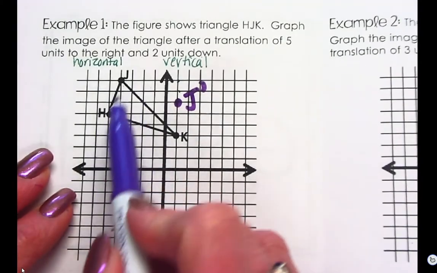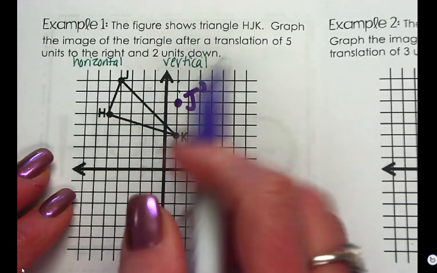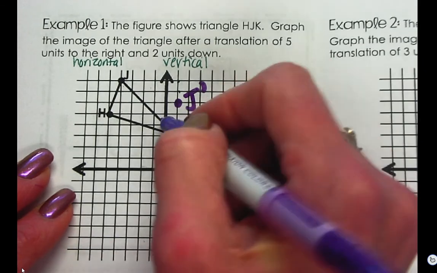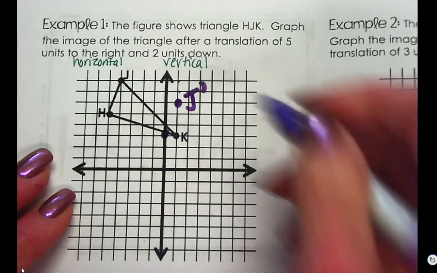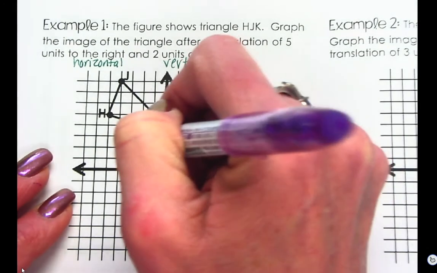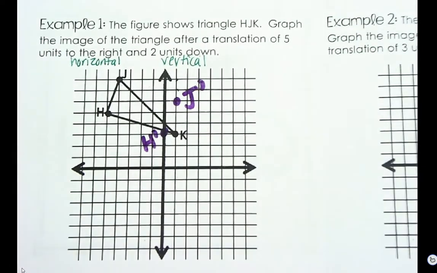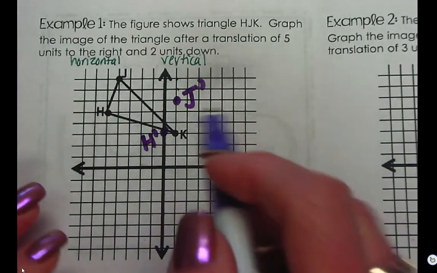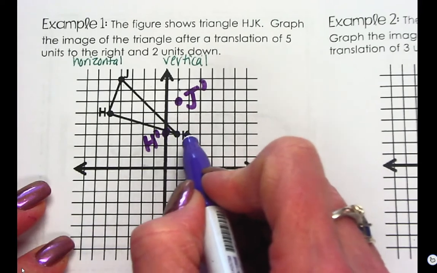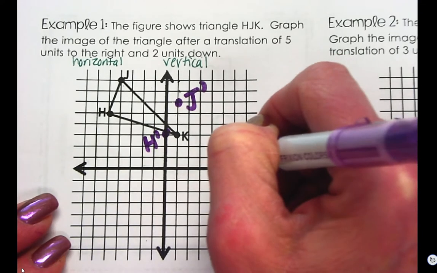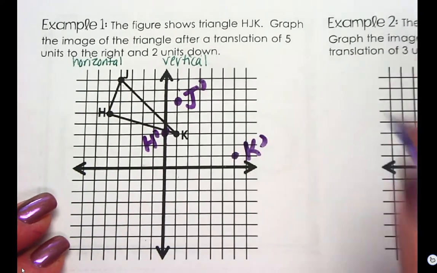So now I'm going to go to H, and again I'm translating 5 to the right, 2 down. So I'm going to translate 1, 2, 3, 4, 5, 1, 2. And so look, it lands right on the y-axis. And then this is going to be H prime. So we've got 2 points so far. Now we're going to take K, our third coordinate, and we're going to do the same thing. We're going to go 5 to the right and 2 down. 1, 2, 3, 4, 5, down 2, 1, 2. And that's going to be K prime.